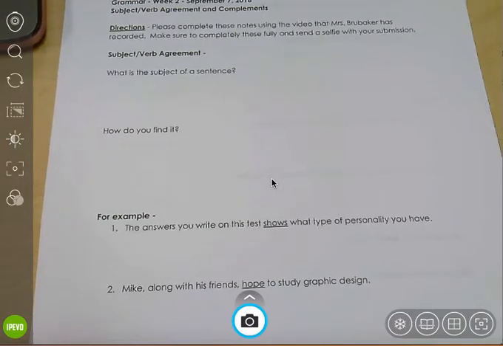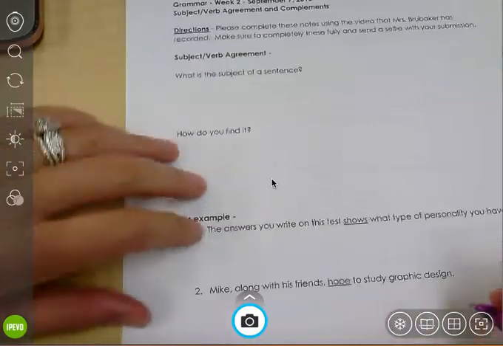This week we're going to do something with subject-verb agreement and complements. Review a couple things from last week. Every single sentence I've done is pulled from the ACT. So we're going to walk through this together and see how we do. So, review from last week.